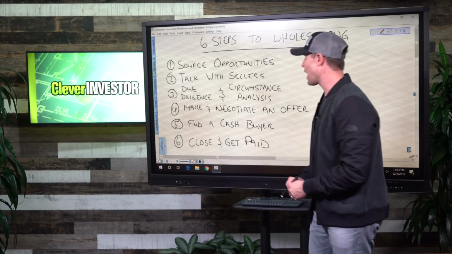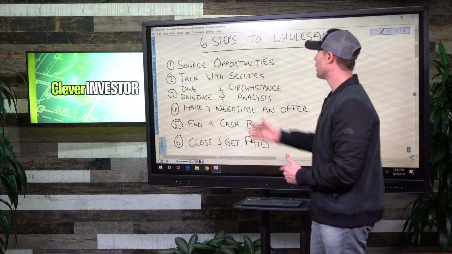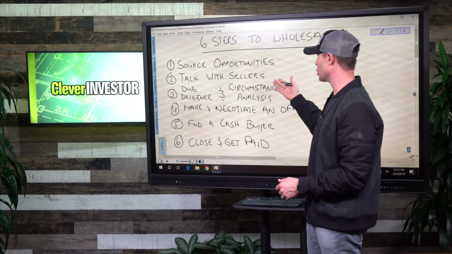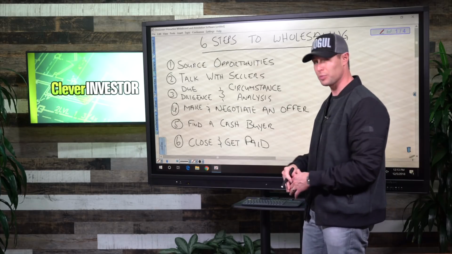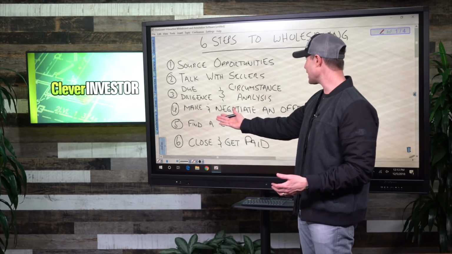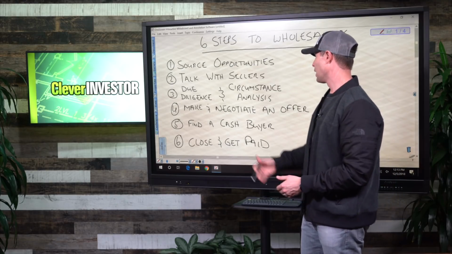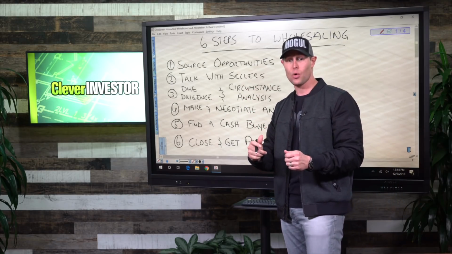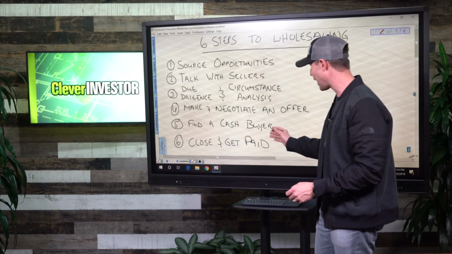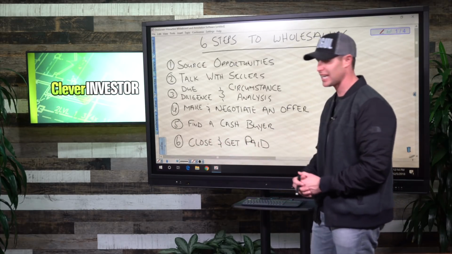All right, so from a high-level overview, the 6 steps are sourcing opportunities, talking with sellers. There's a stage called due diligence and circumstance analysis stage. That's pretty much researching the property and trying to understand what you're dealing with. Making and negotiating offers. Okay, and then eventually getting an offer accepted. Then once you have the offer accepted, now you have the legal rights to shop that deal around to find a cash buyer, which are typically landlords and rehabbers. And then the final step is to close and get paid.